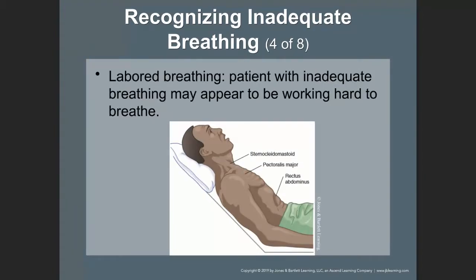Labored breathing is a patient with inadequate breathing. So a patient with inadequate breathing may appear to be working hard to breathe. And labored really means you can see the muscles. So you're seeing the sternocleidomastoid, the pectoralis major, and the rectus abdominis. These are the muscles that you're looking at, the muscles in the neck, chest, and abdomen. If you're seeing excessive use of these muscles, it is classified as labored breathing.